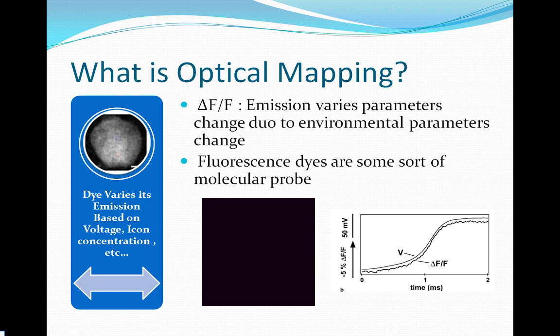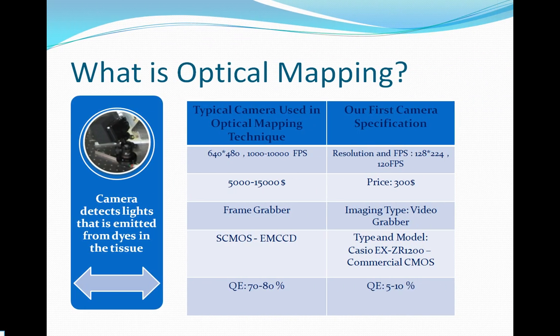After loading dye into tissue, as I said, the dye varies its emission based on voltage or, for example, calcium concentration. Actually, intracellular calcium concentration varies the emission of, for example, 402. In this slide, we can illustrate this change in emission intensity based on voltage change, and a common curve is represented.